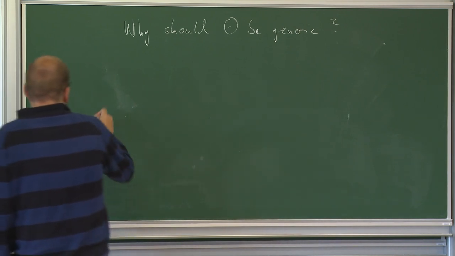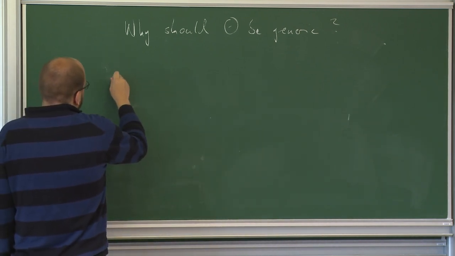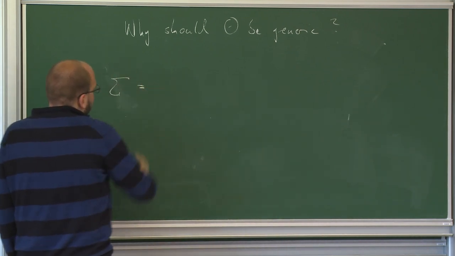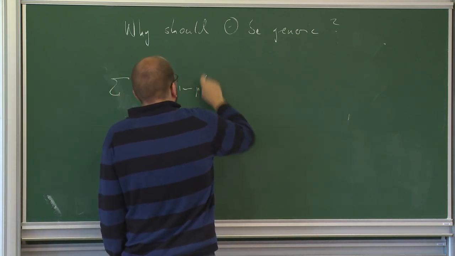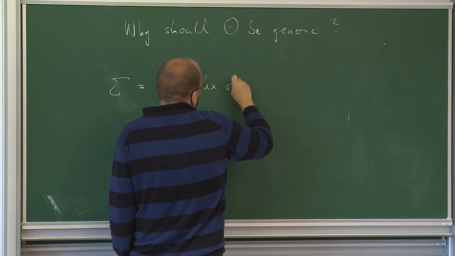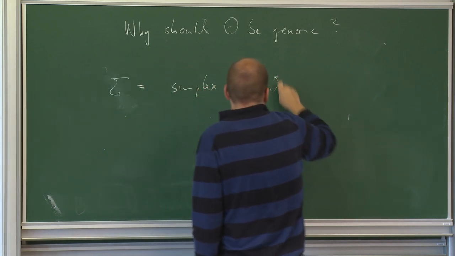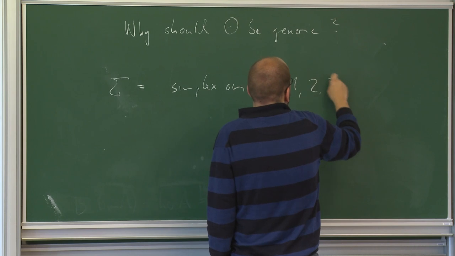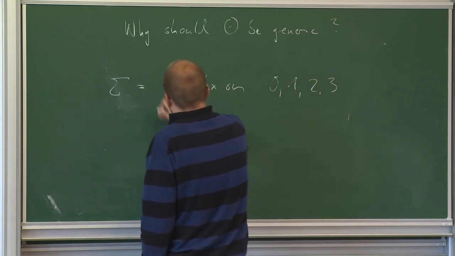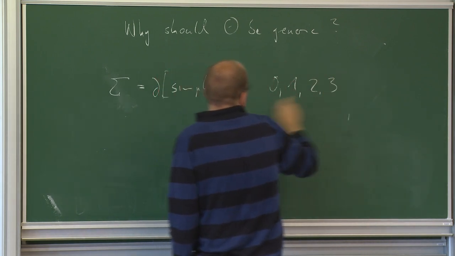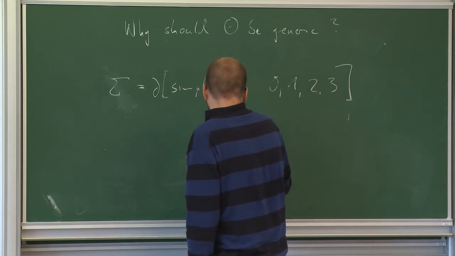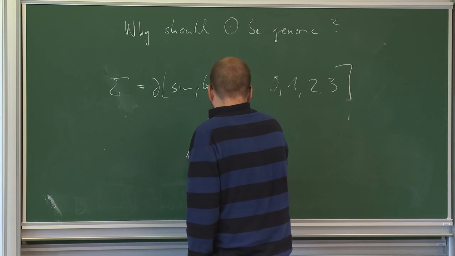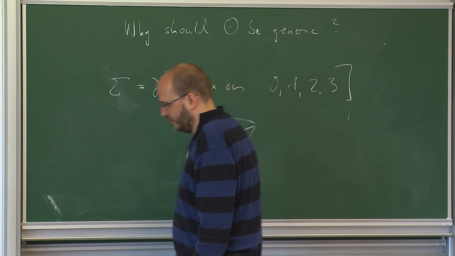So I start with the following sphere. Sigma, the boundary of the simplex on four vertices 0, 1, 2, 3. And I take the boundary of that. All right. So this is geometrically just a tetrahedron.